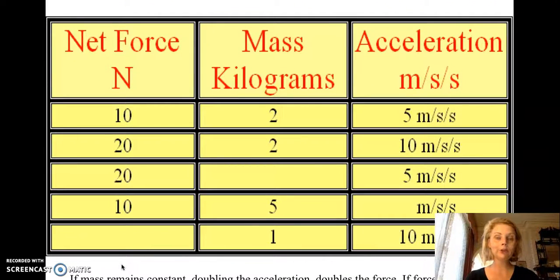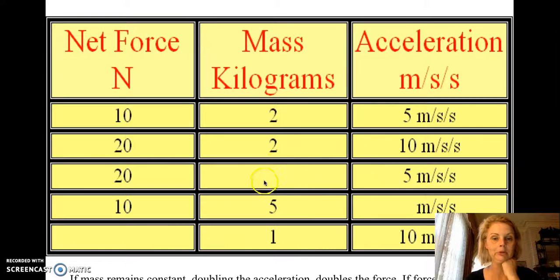Okay. If we have a look at this table here, let's look across it. So we've got force equals mass multiplied by acceleration. So we've got 10. Now, does that equal 2 times 5? Yes, it does. That one is correct. Force is 10. It takes 10 newtons of force to move 2 kilos at 5 meters per second squared. It takes 20 newtons of force to move, where's my pointer, 2 kilograms times 10 meters per second squared.